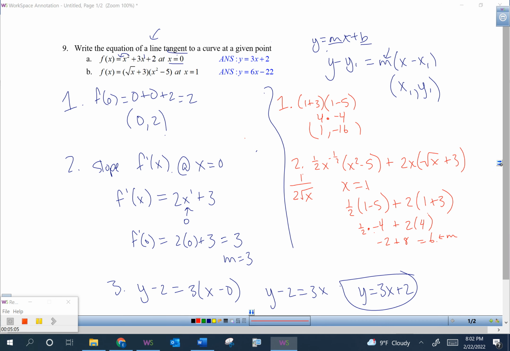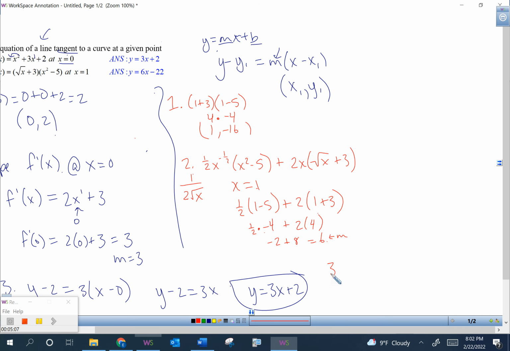And the very last step is just putting it in your y minus y1. Looks like y minus a negative 16 is plus. Then your 6 times x minus 1. And then distributing through. So y plus 16 stays. This is 6x minus 6. Subtracting your 16 over. So y equals 6x minus 22.